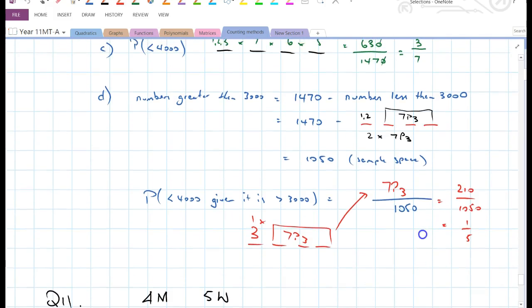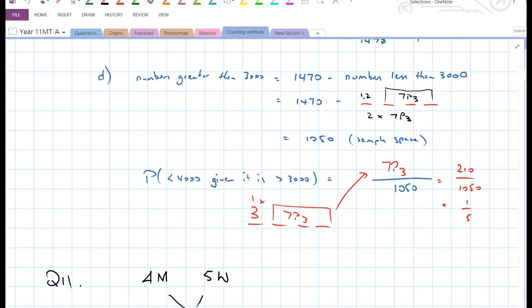Okay, so we're down to question part D now, and I'll just talk you through this. We're looking for the probability that the number is less than 4,000, given that it is greater than 3,000. So what that means is we now need to change our sample space. It can't just be any number anymore. We're only considering numbers in our sample space that are greater than 3,000.